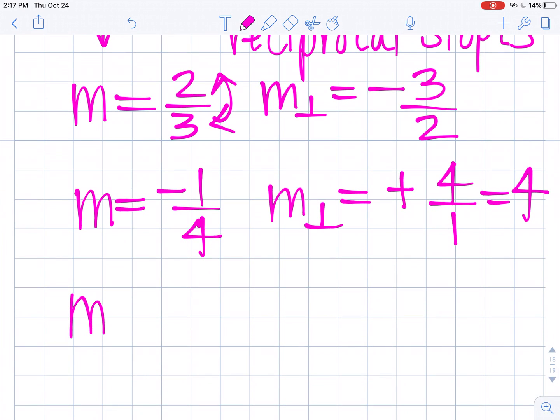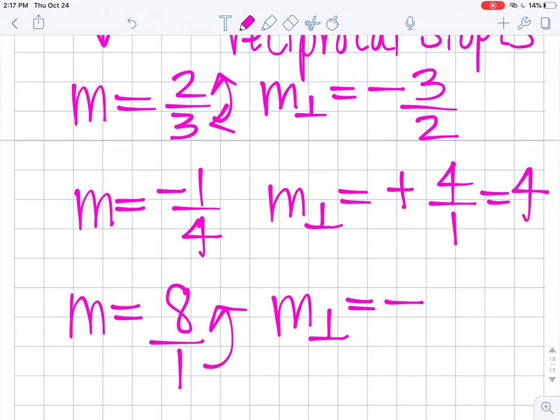Let's look at a whole number. Say I had positive 8. Okay, remember 8 written as a fraction is 8/1. So a slope that's perpendicular to it, because this is positive, turns to negative, and I take my fraction and I flip it over. -1/8.